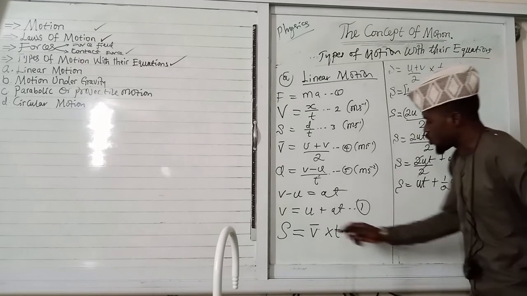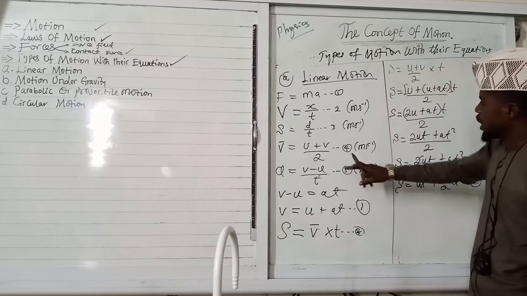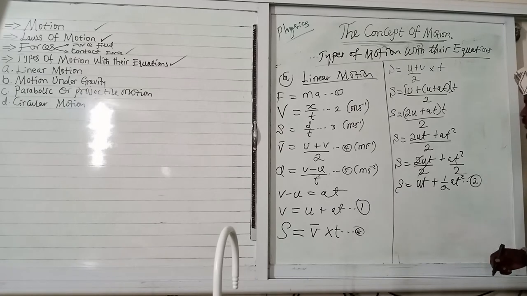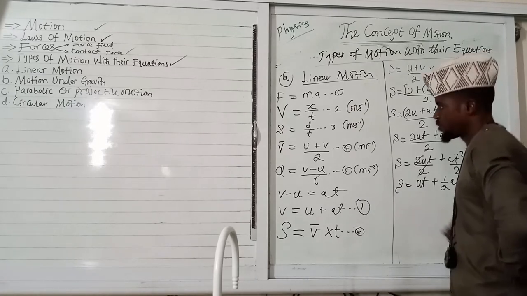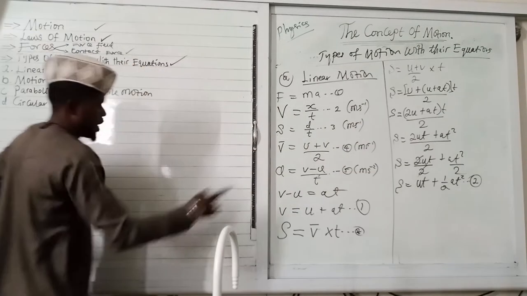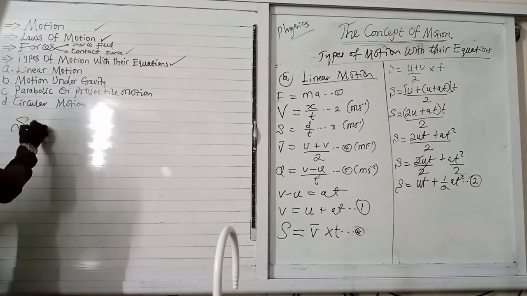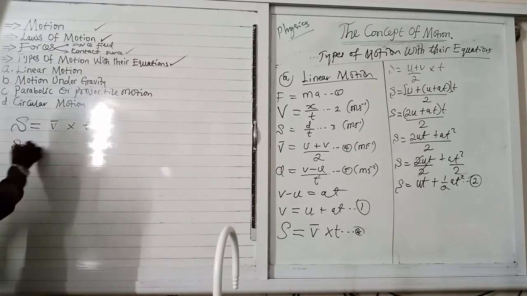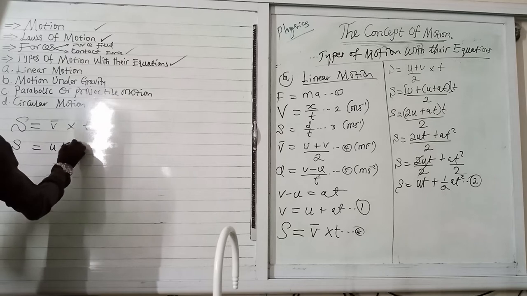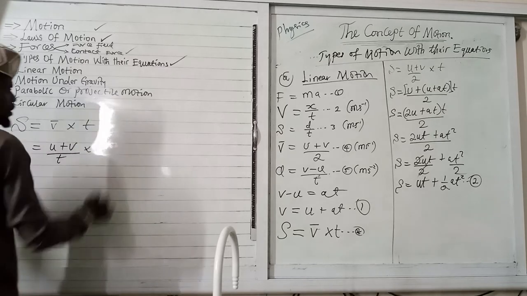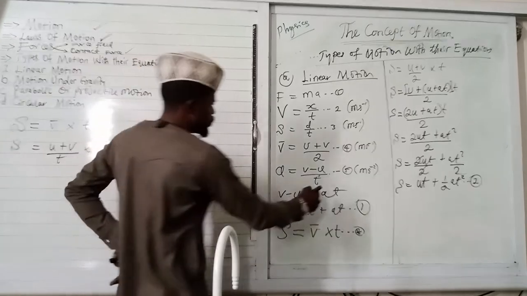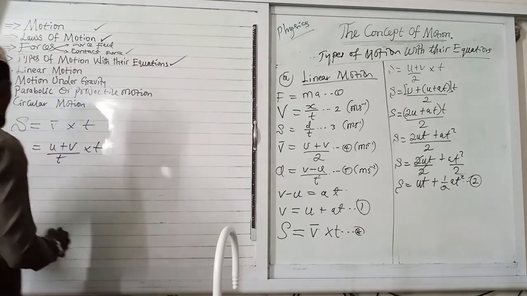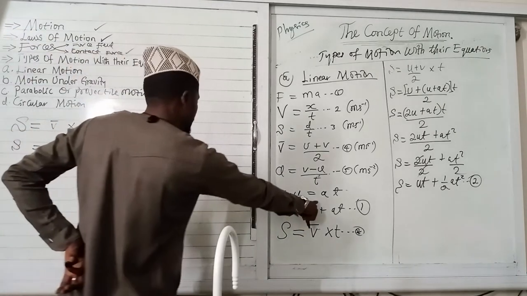Still, we come back again, we combine this equation with this particular equation here, and we get the third equation of motion. So we write again that our S is equal to V bar times T. Note that our S is equal to (U plus V) divided by 2, times T. We are going to make T the subject of the formula in this particular equation. And when we do that correctly, we have something like this.